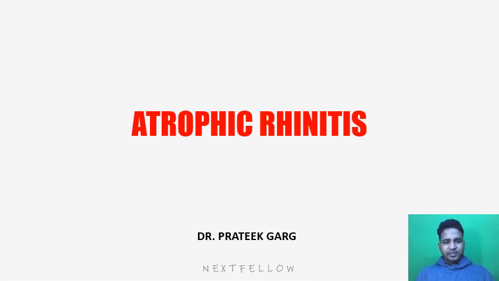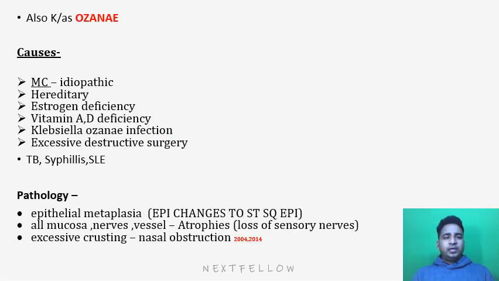So today we will discuss atrophic rhinitis. As the name suggests, there is an atrophy of the nose leading to an inflammation process in the nose. So atrophic rhinitis is basically an inflammation in the nose which is causing atrophy of the nasal structures. It is also known as ozaena.